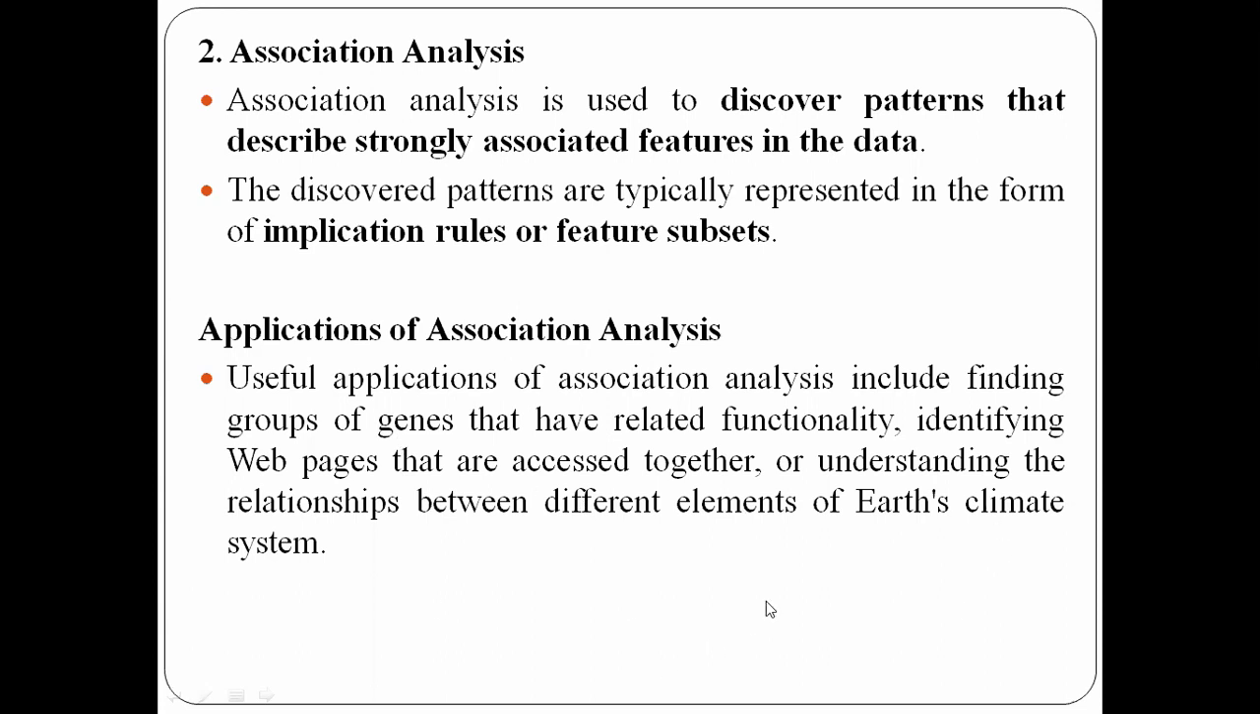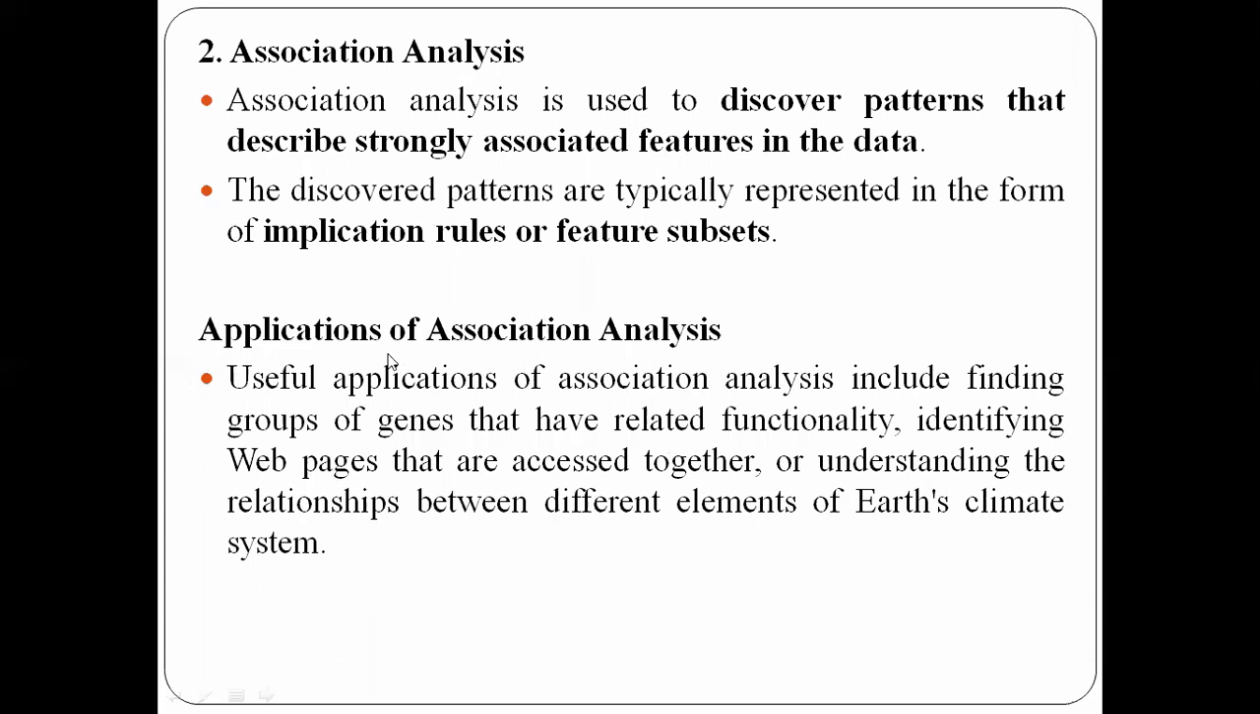Or it is used to understand the relationship between the different elements of the earth's climate system. If you want to understand what kind of relationship exists between these elements, that can be found with the help of association analysis. It is mainly used to discover patterns that are strongly related to each other in the data set, and these patterns are represented in the form of implication rules or features. Then what are the applications?